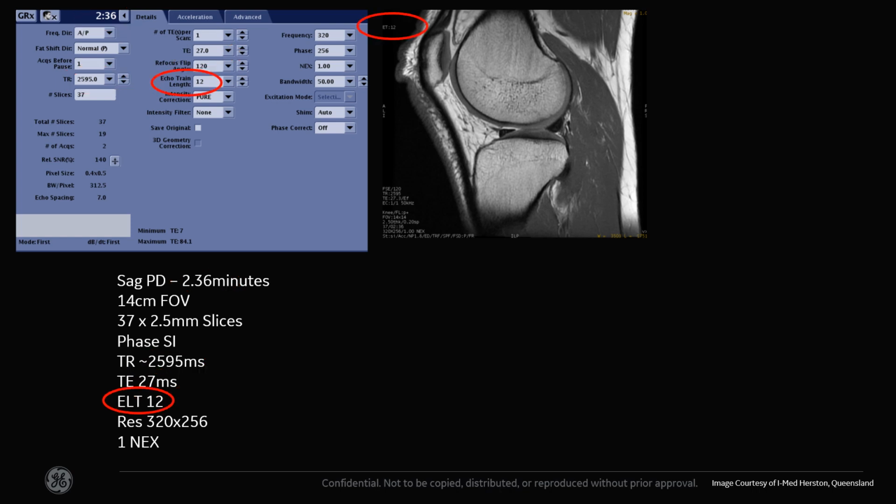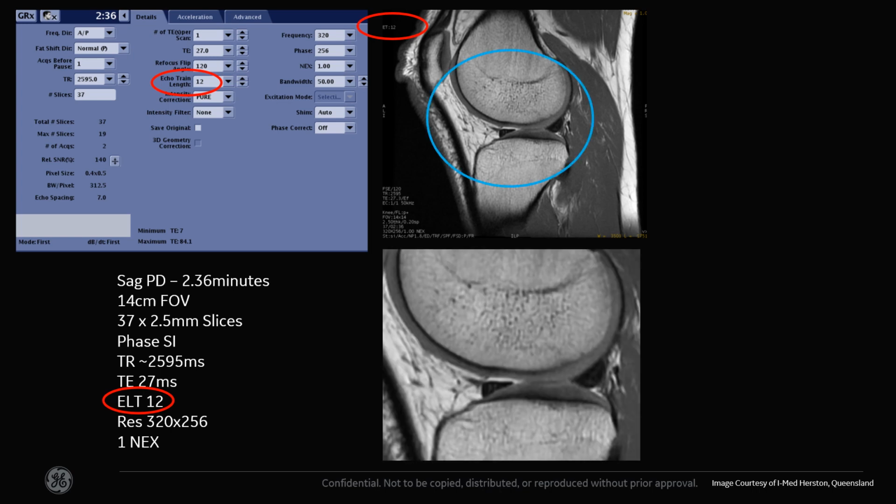The other factor to note with this sequence is an ETL of 12. Now, if we look at that image, it's a fairly acceptable image and we'd be happy with that every day. But don't forget, the first thing that happens when we push this to a radiologist is they zoom these images up to have a look at them more closely.